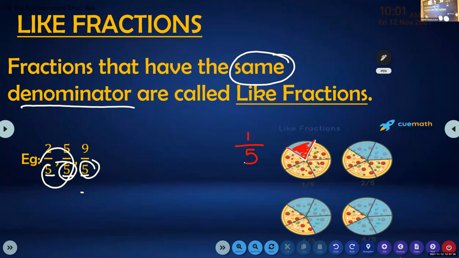Next one. Yuvan, tell me the second picture. Can you give me the fraction for the second one? 2 by 5. 1, 2, 3. See, children, we are talking about like fractions, so the number of pieces, that is the denominator, will be the same. First, Hazel got only 1 piece out of 5. Yuvan got 2 pieces out of 5. And Catherine is going to get the third one.